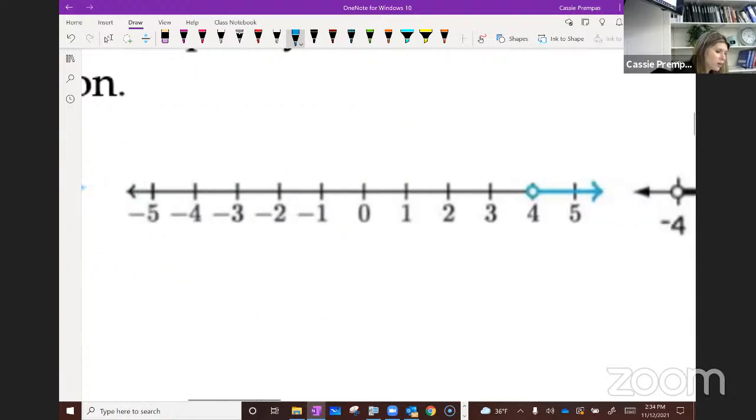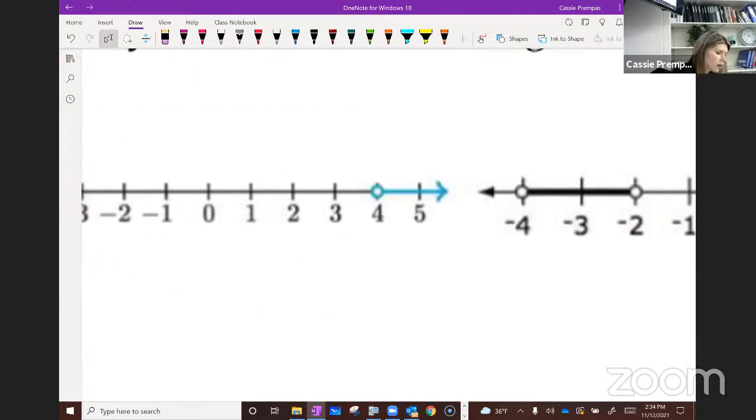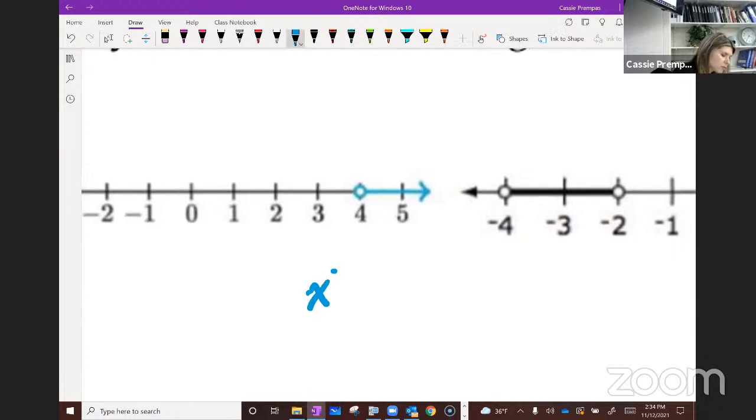Okay, if I'm looking at the one next to it, I would say x has to be greater than, would I say greater than or equal to here? No, because it's an open circle. And what number does it have to be greater than?